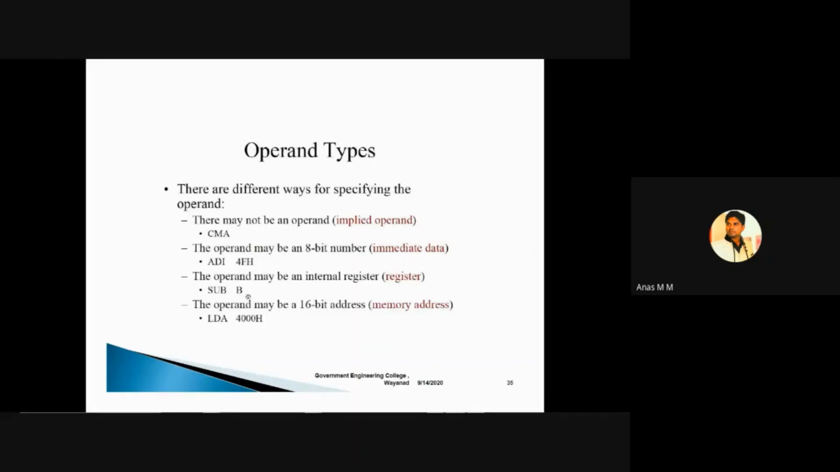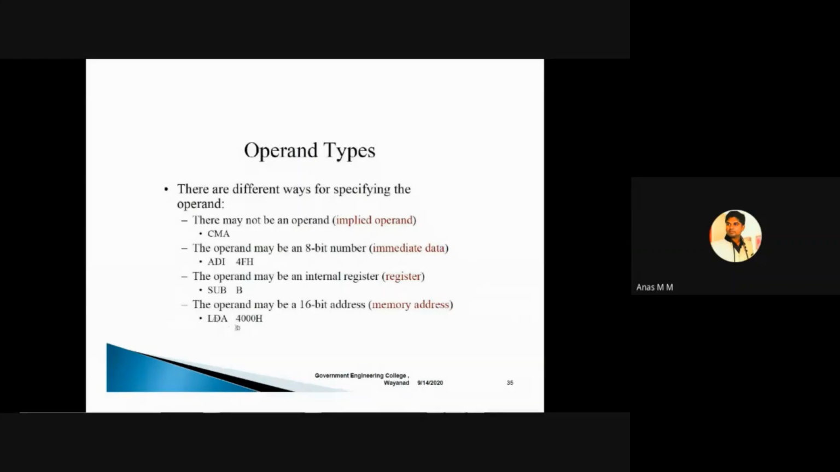SUB B. Here it's a register operand. B is the operand. SUB B means accumulator minus B register. So the accumulator is also an operand, but it is implied. The separate operand here is the B register.